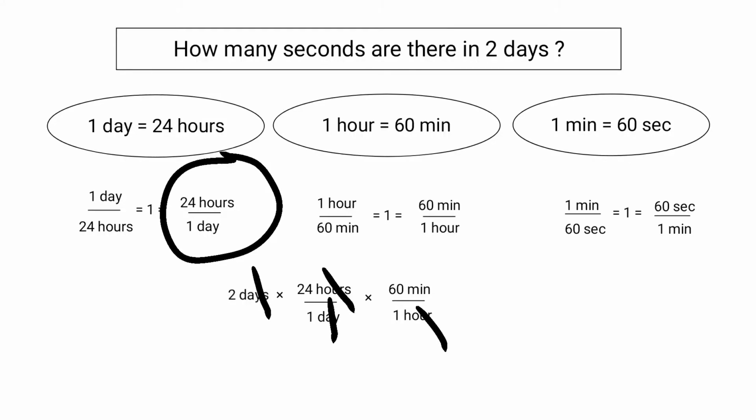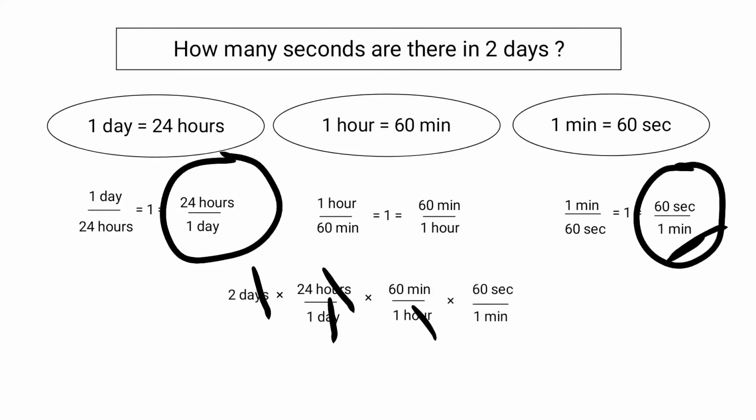Once again, we want to convert this minute to second. What are we going to do? We are going to select one more unit factor which possesses minute in the denominator. Which unit factor are we going to select? We are going to select the last unit factor, that is 60 seconds divided by 1 minute, because it possesses minute in the denominator. So let me multiply by 60 seconds divided by 1 minute. What happens? Minute and minute get cancelled. So we are left only with seconds.